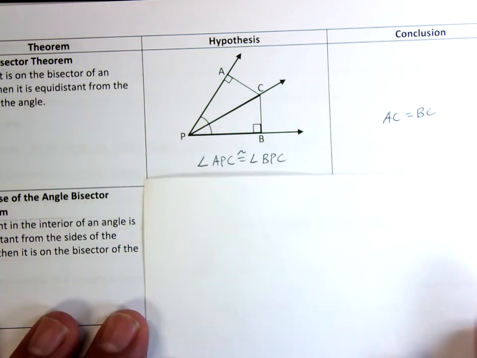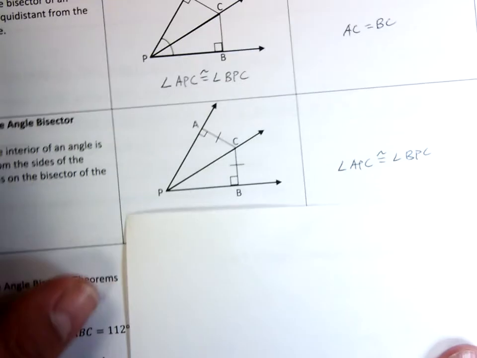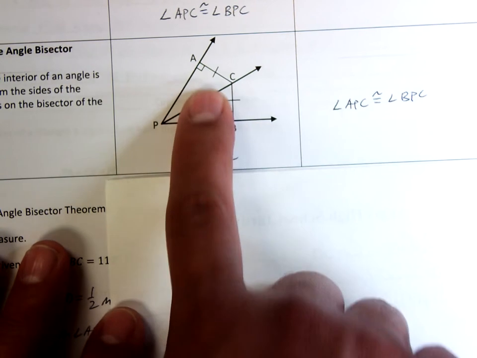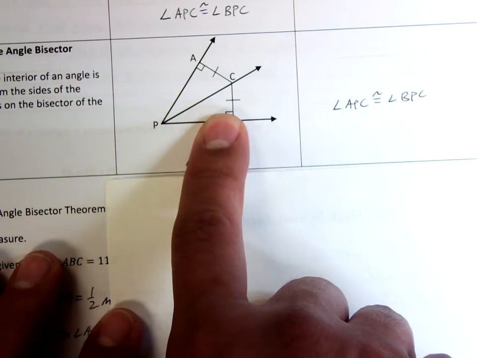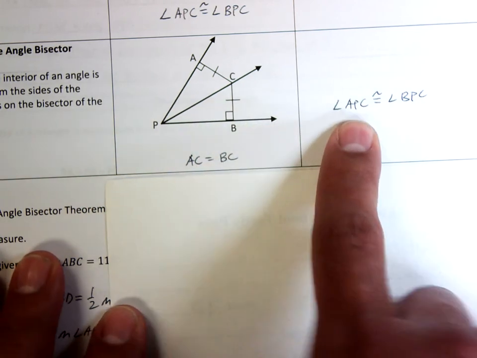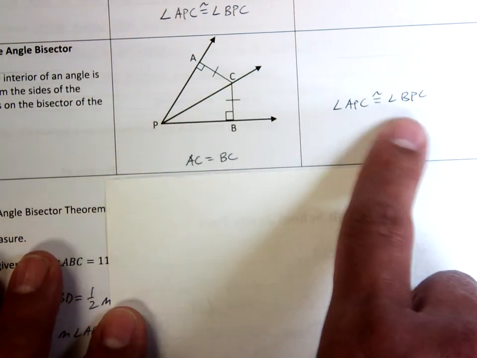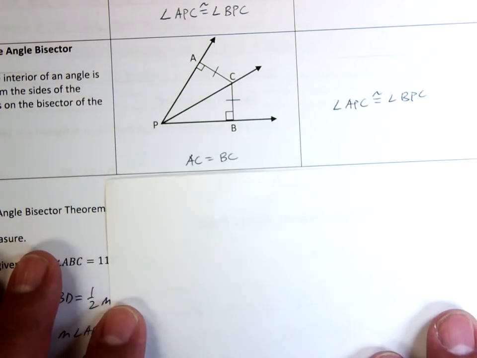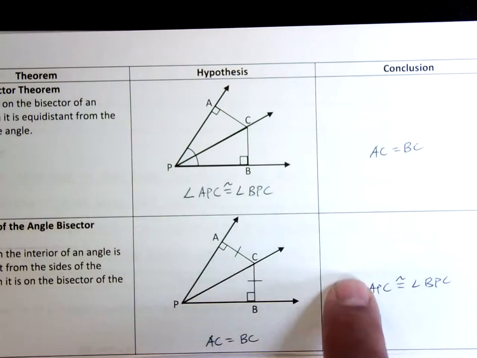And then of course we flip it around and we look at this picture and we say, well, AC is congruent to BC because they each have a tick mark. So therefore, if these are the same, then I can conclude that APC must be congruent to BPC and PC must be the bisector. So these are just going two different directions.